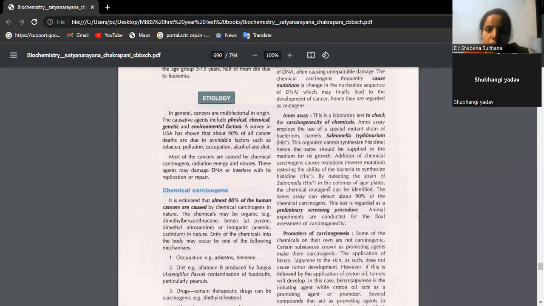Generally there is a test called the Ames assay, a lab test to check the carcinogenicity of chemicals. In this test, the bacterium Salmonella typhimurium is used. If we find this bacillus multiplying more than in the normal culture media we use, then it shows that the particular agent has cancer causing properties. Okay.